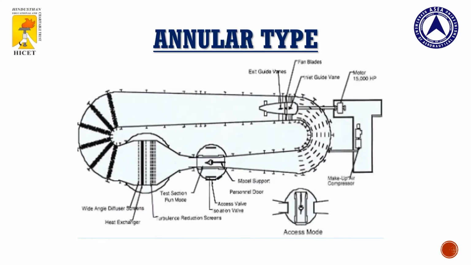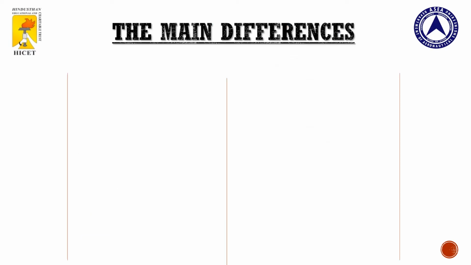Then annular type. Annular type is the same as a single return wind tunnel, but here the returning section will be in circular shape. So here you can see the circular shape at the returning section. This is our test section. The flow which is going out of the test section will be in a circular way. Annular means the same as circular. So that's why it is called an annular type return wind tunnel.